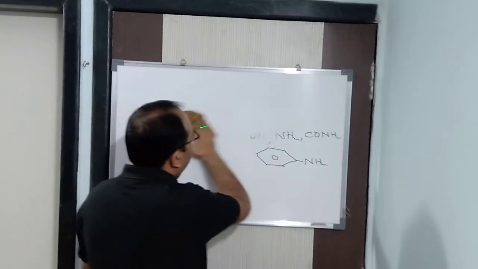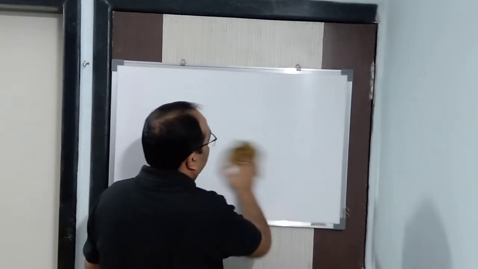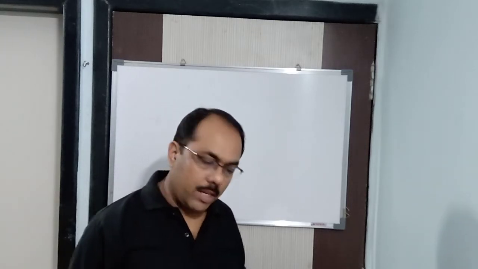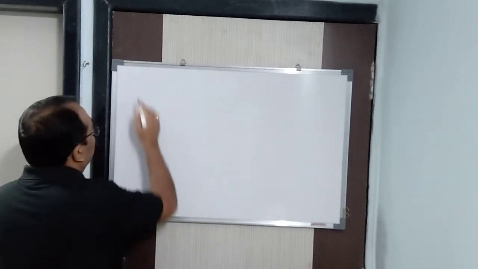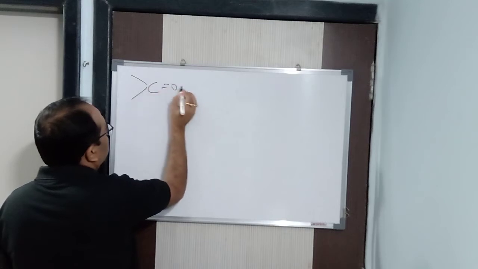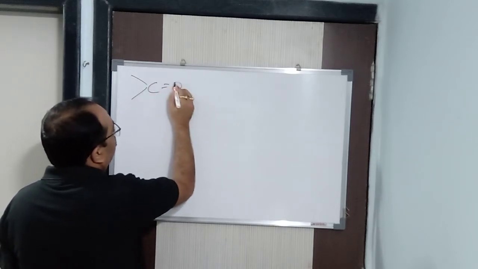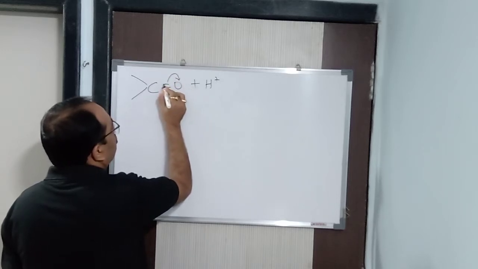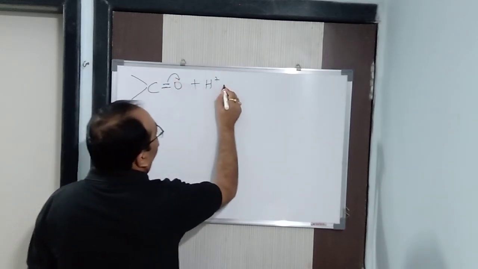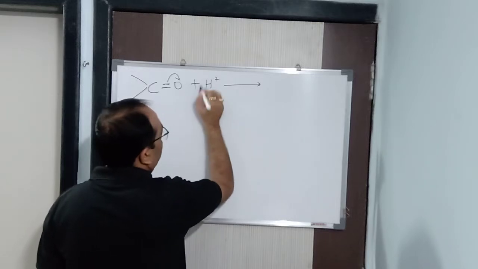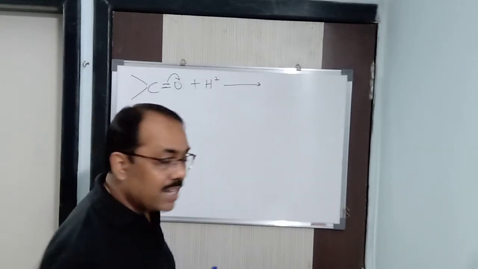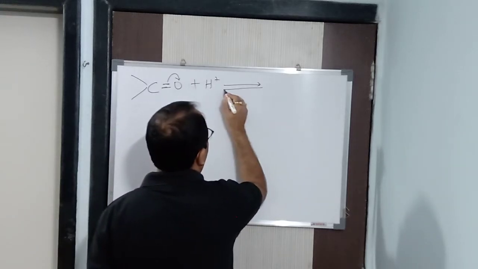Now let me show you the mechanism of a reaction in general. Then after that, one by one we will come to the reactions. First we take an aldehyde or ketone, that is a carbonyl group, which reacts with H plus ion. Remember, this H plus ion acts as a catalyst. It is acid catalyzed, for that reason I said it.